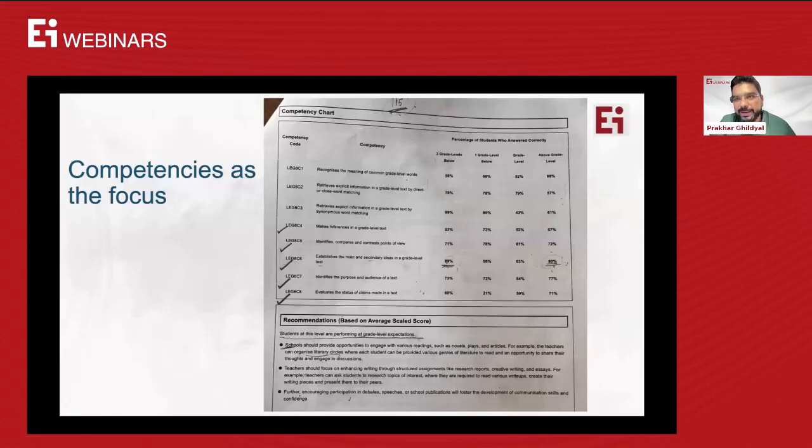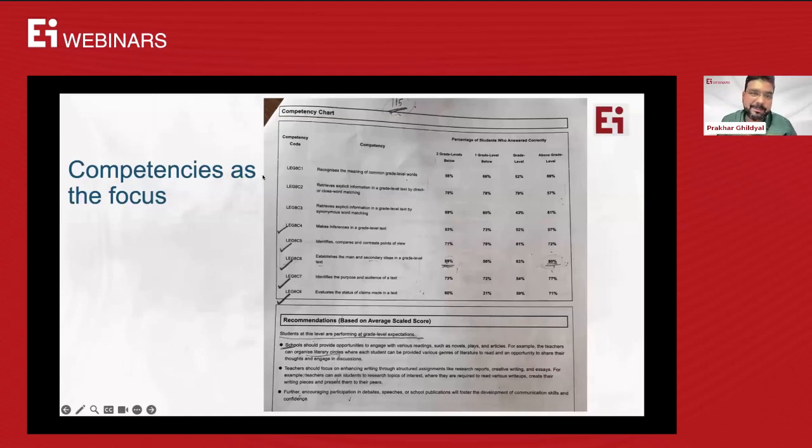Our competencies are changing. They will say, can children evaluate the status of the claims made in text? And they're asking at different grade levels. For SAFAL, and every assessment has its own style, they are putting questions at different grade levels, 2 grade level, 1 grade level, and it's saying, in this cohort, how is your school performing?